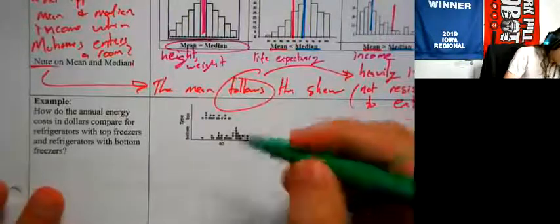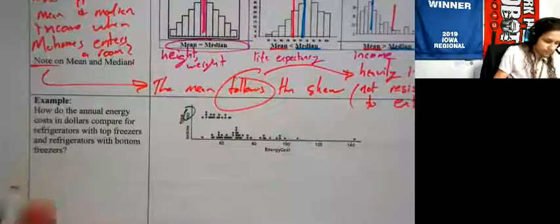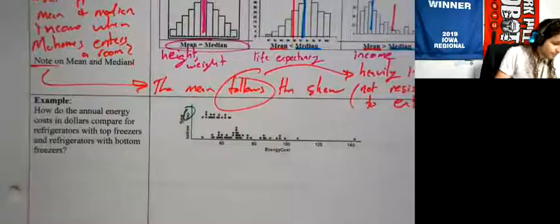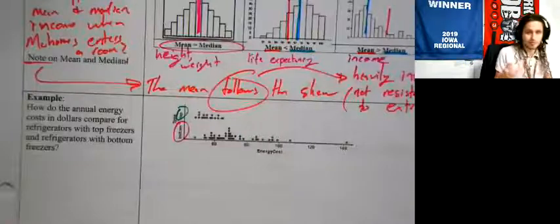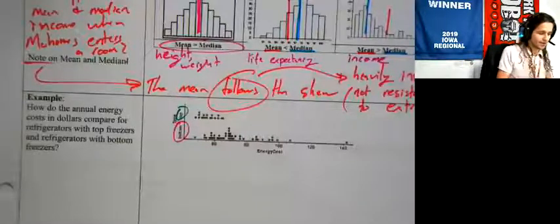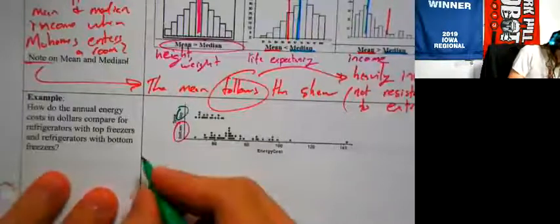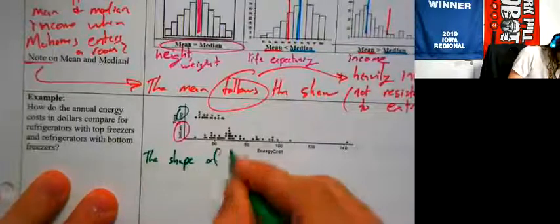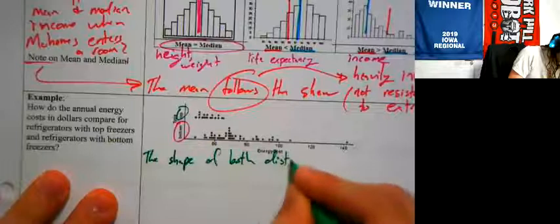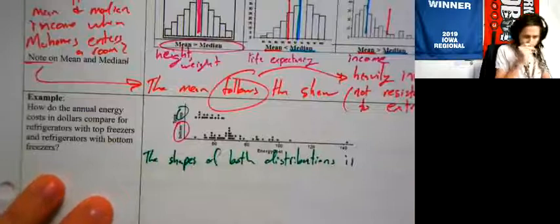Great. Okay, so I'm going to use green for the top, and a different color, red for the bottom or something, maroon, whatever color that is. How do they compare? Well, I need to talk about their shapes, their outliers, their centers, and their spreads. And so let's talk first about maybe the shapes of these. The shape of both distributions is, well, what?